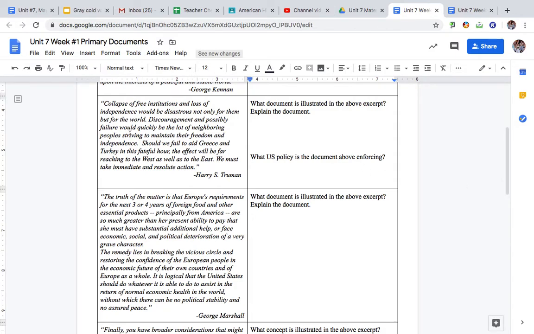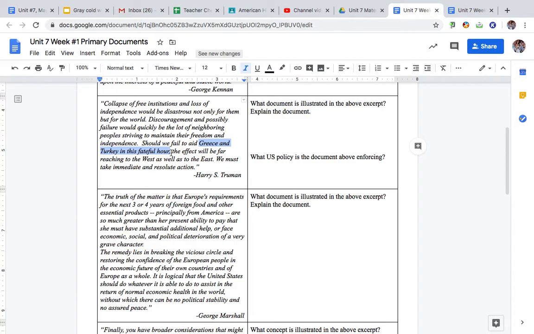Second document. Collapse of free institutions and loss of independence would be disastrous, not only for them but for the world. Discouragement and possibly failure would quickly be the lot of neighboring peoples striving to maintain their freedom and independence. Should we fail to aid Greece and Turkey in this fatal hour, the effect will be far-reaching to the west as well as to the east. We must take immediate and resolute action. Harry S. Truman.